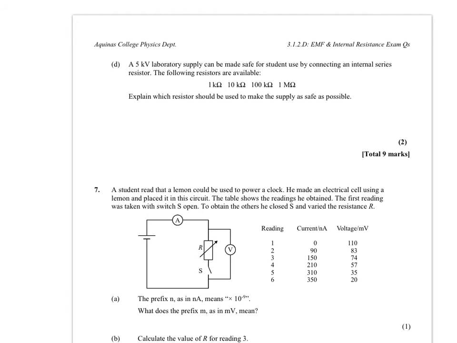So, in order to make it as safe as possible, we need to make the current as low as possible. So in that case, what we need is as high an internal resistance as possible. So the safest value is 1 mega ohm. If we've got a lower internal resistance, obviously a larger current is available to flow for the same value of EMF.